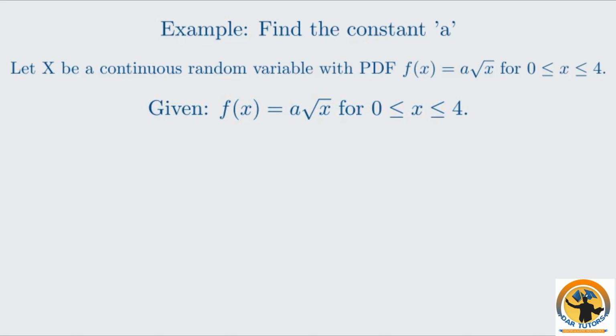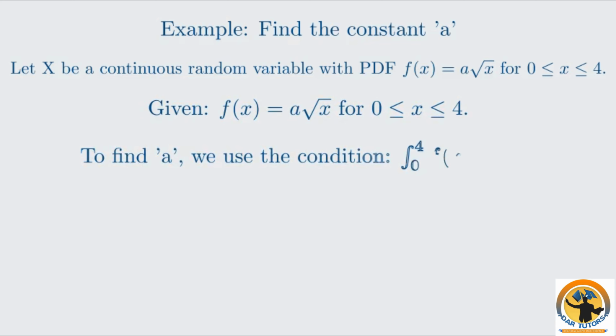The only tool we have for this is the second condition for a PDF. The total area must be 1. So we set up the equation that the integral of our function f of x from 0 to 4 must equal 1. This means the integral of a times the square root of x from 0 to 4 is 1. Now we just need to solve this integral for a.